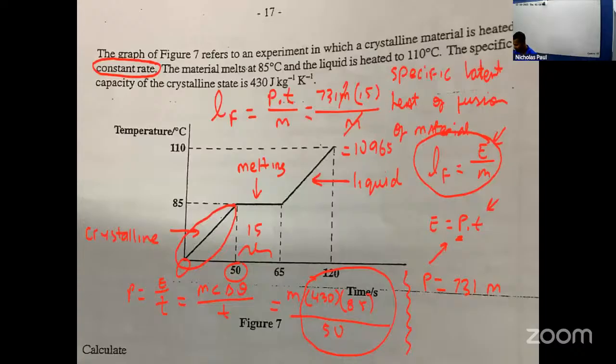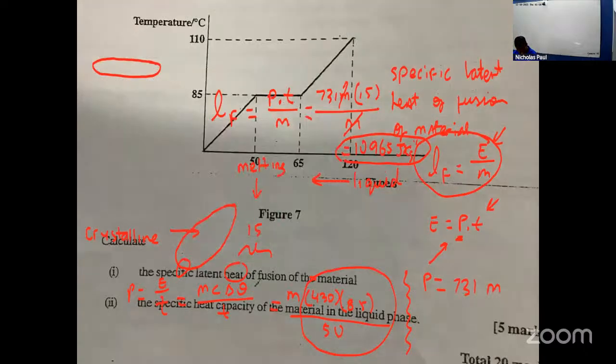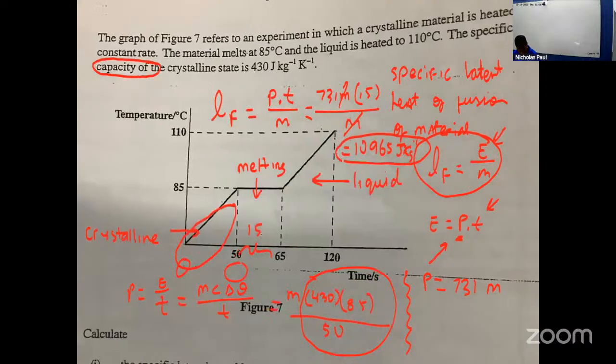What's the SI unit? Joules per kilogram. Okay. So there's no temperature change, and you got 10,965, right? Still have one more part, but you'll figure it out.